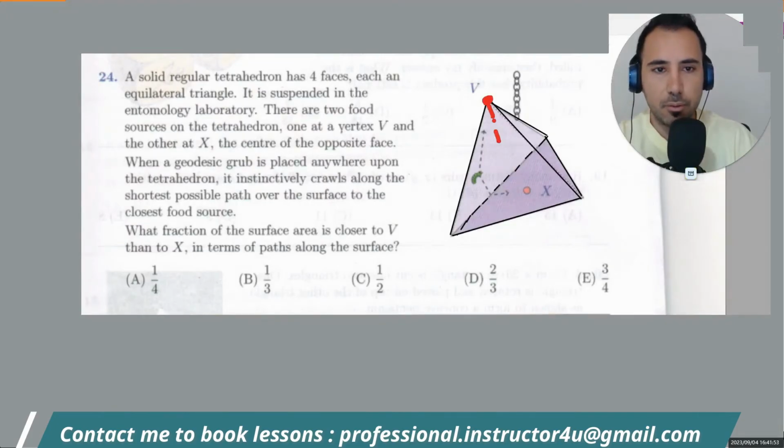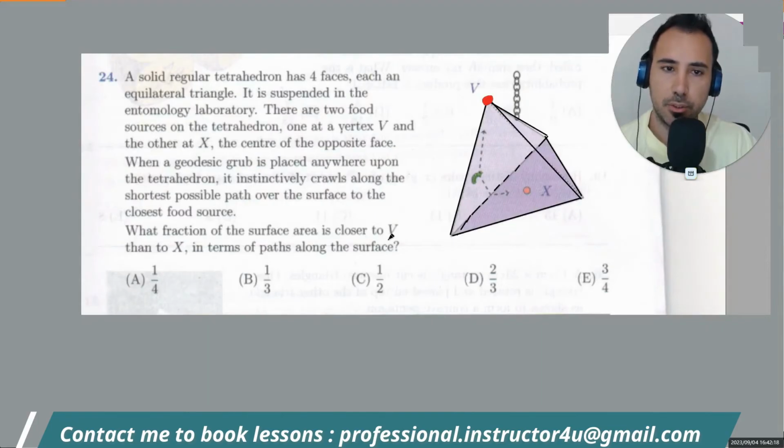So now, randomly, we could put the worm anywhere. Is it more likely that it will go to food X, or is it more likely that it will go to food V? And we know this likelihood by the surface area, okay? So we want to know what fraction of the surface area is closer to V than to X in terms of that. So you would see that the answer also suggests that the worm is more likely to go to grab this food than the other food. Okay, so now how to deal with a question like this.